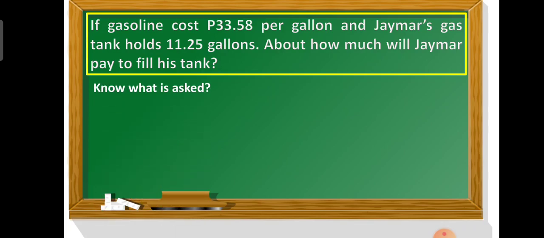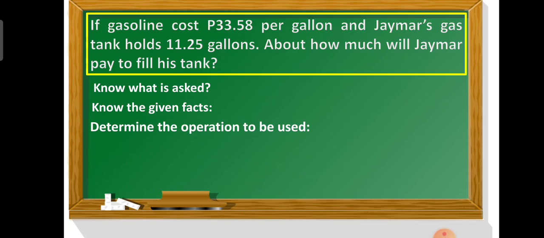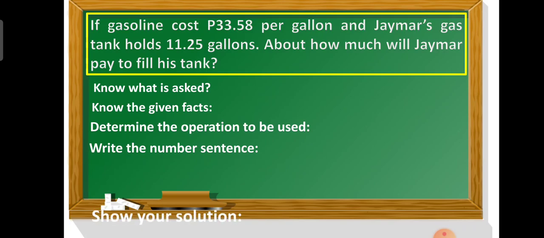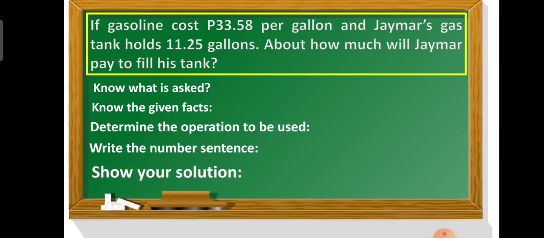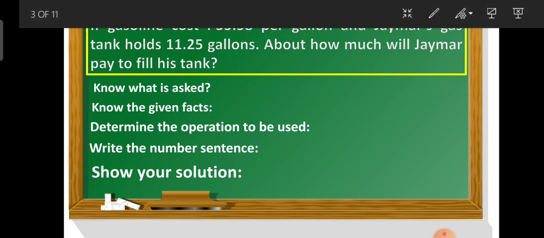Step 1, know what is asked. Step 2, know the given facts. Step 3, determine the operation to be used. Step 4, write the number sentence. And finally, you need to show your solution. Back to the first question, know what is asked. Like what we said, we need to get the answer by looking at the question given in the problem, which is about how much will Jmar pay to fill his tank.